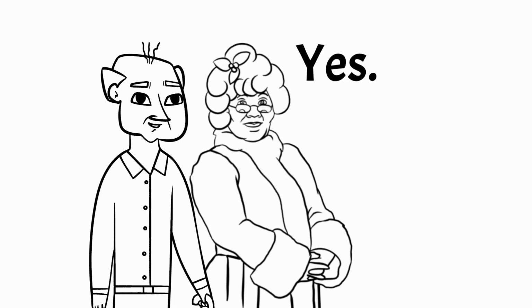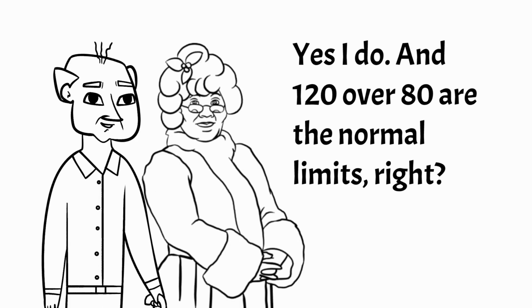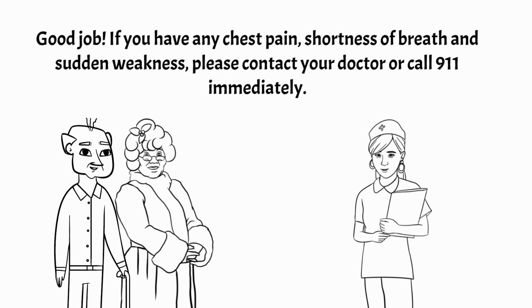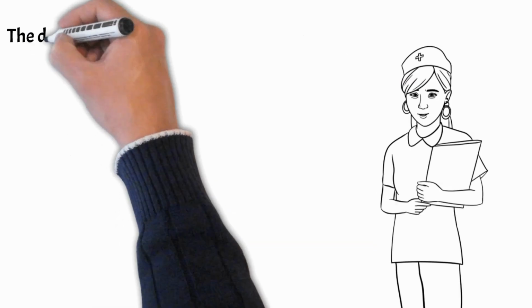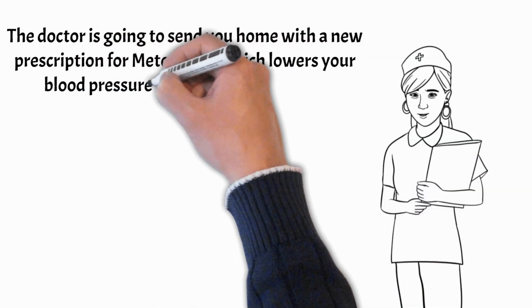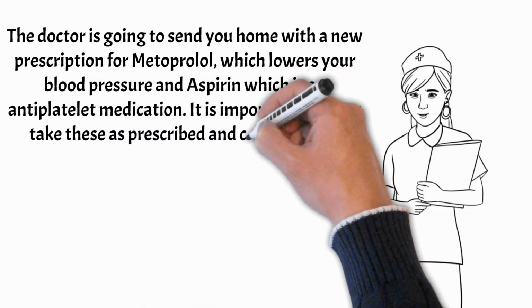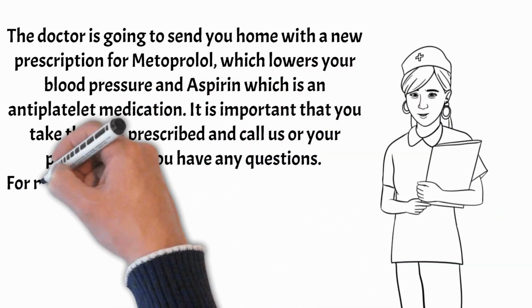Yes. Moving forward, we would like you to monitor your blood pressure regularly. Do you know what normal limits are? And how to use your blood pressure machine? Yes, I do, and 120/80 are the normal limits, right? Good job! If you have any chest pain, shortness of breath, and sudden weakness, please contact your doctor or call 911 immediately. The doctor is going to send you home with a new prescription for metoprolol, which lowers your blood pressure, and aspirin, which is an antiplatelet medication. It is important that you take these as prescribed and call us or your pharmacist if you have any questions.